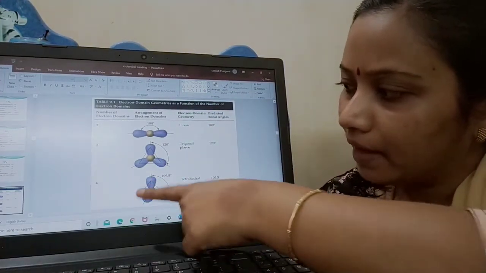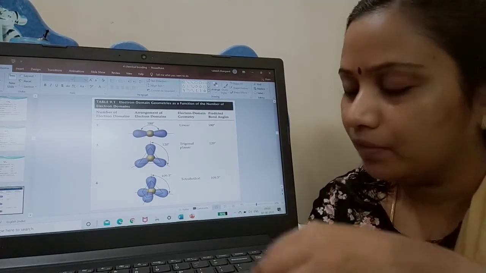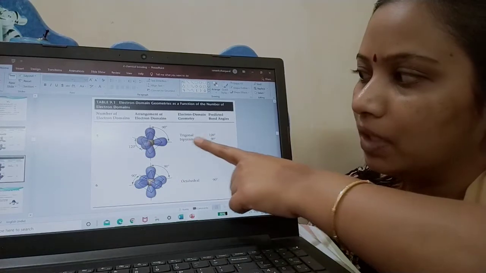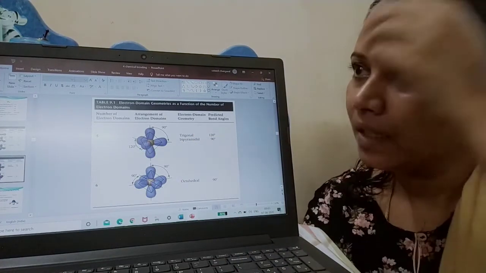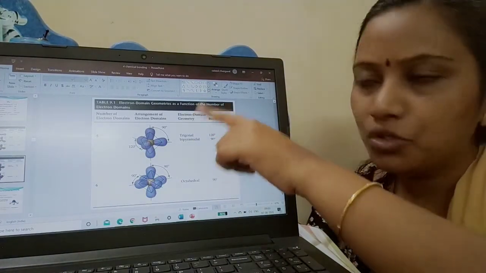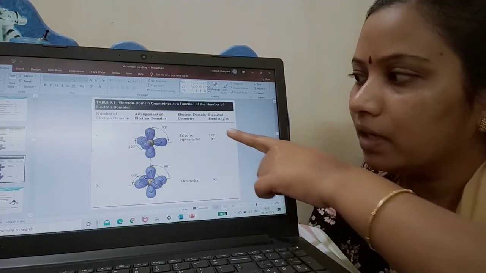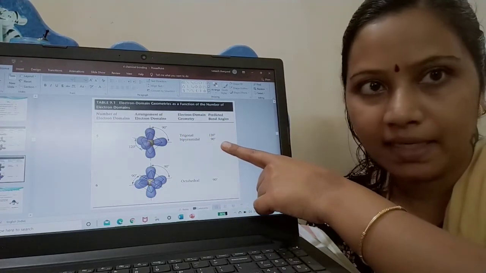4 is tetrahedral, bond angle 109.5 degrees. 5 is trigonal bipyramidal; I am discussing electron domain geometry. Okay, and what is the bond angle? The predicted bond angle for trigonal is 120, and for bipyramidal it is 90 degrees.